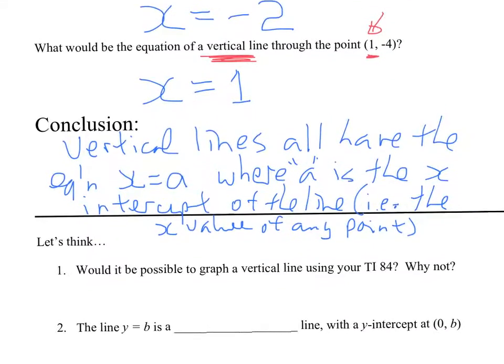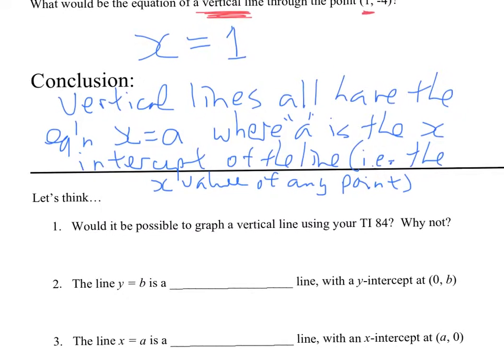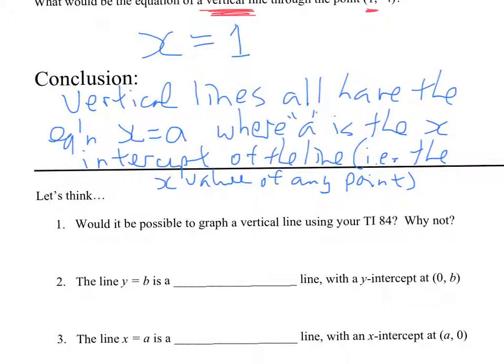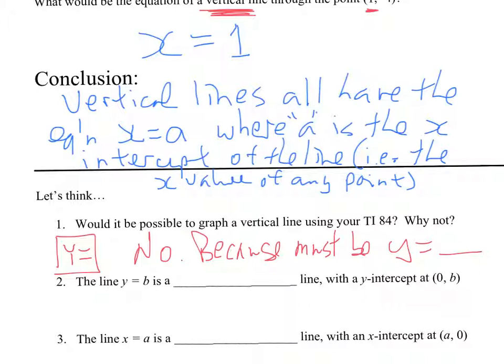Now, if we look over to our next thing, would it be possible to graph a vertical line using your TI-84? No. Why? Undefined, because there's no x. Well, your TI has a button that says y equals. To enter the equation of a line or a curve or of anything, you've got to be able to write the equation with y isolated on one side of it. And because there is no y in the equation of a vertical line, the answer is no. It must be a y equals something form. You've got to be able to enter the right-hand side of an equation that starts with y.